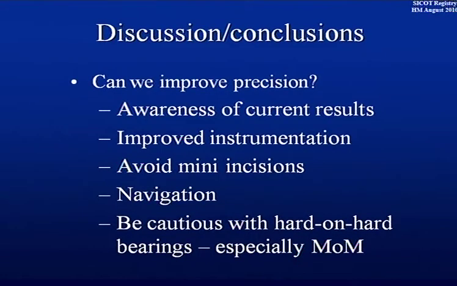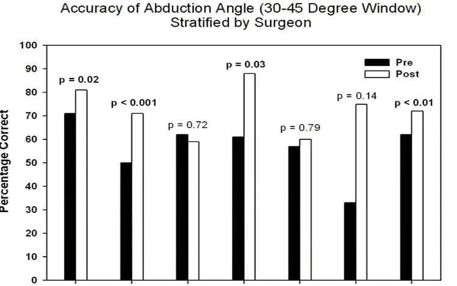So can we improve precision? We need to be aware of what we are doing. That's one of the basic parameters running a registry. Feedback will improve. We can maybe improve instrumentation. We can definitely avoid mini incisions. We can do navigation if we can afford it. We could be cautious with hard-on-hard bearings, especially metal. And of course, we did a follow-up now. Have the surgeons improved? Everybody has improved 10% or more in their cup position, just by giving them the facts. And I'm sure we can be even better than this.